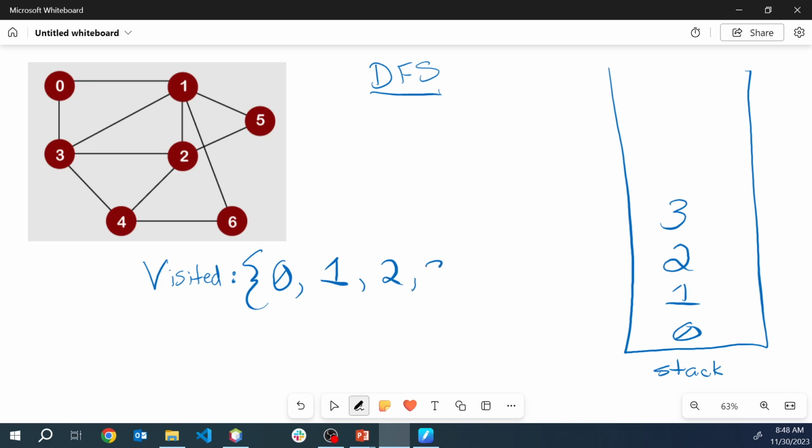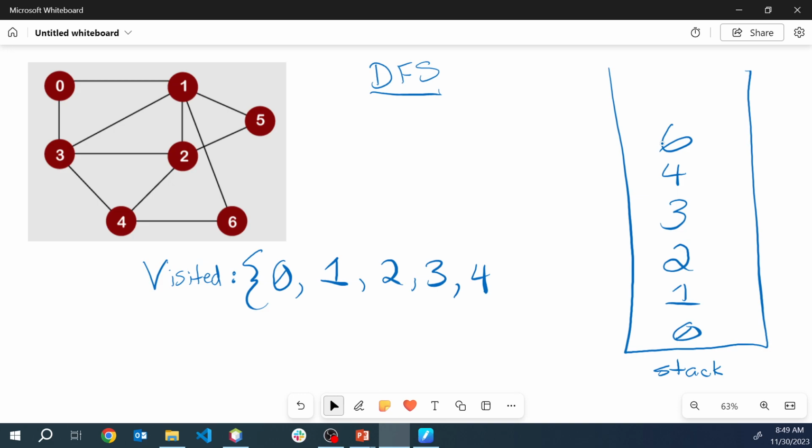We're at 3. We're going to mark 3 as visited, and find 3's first unvisited neighbor. So what are the neighbors of 3? It's 0, 1, 2, and 4. From those, 0, 1, and 2 are already visited. 4 is the only one that is not visited, and so we're going to push 4 into the stack. Next iteration, we pull out 4, mark 4 as visited, and push into the stack all of 4's unvisited neighbors. 4 is connected to 3, to 2, and to 6. 3 and 2 are already visited. 6 is unvisited, so we push 6 into the stack.